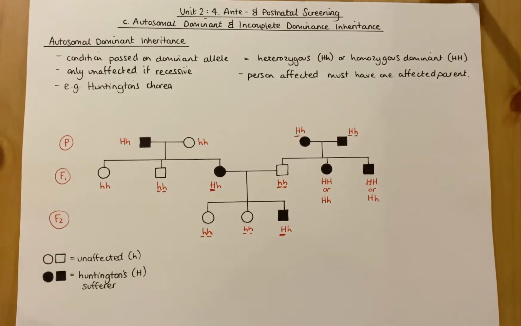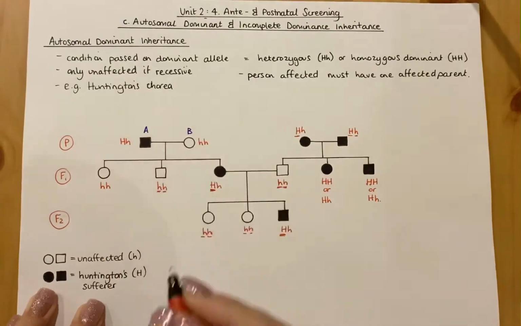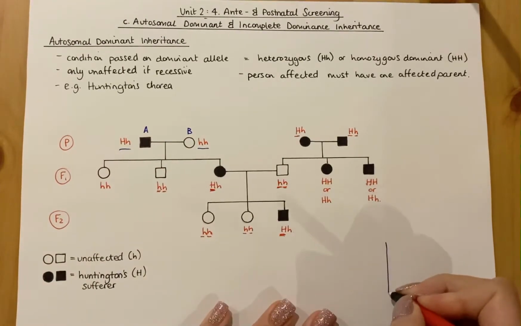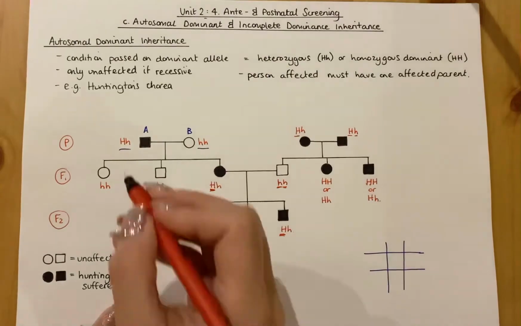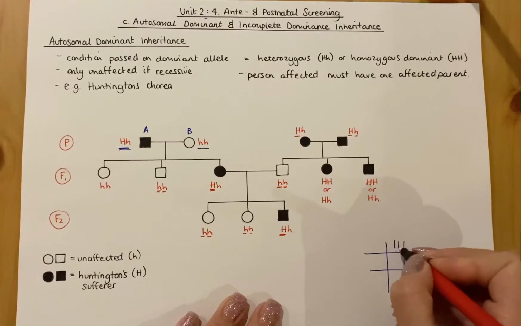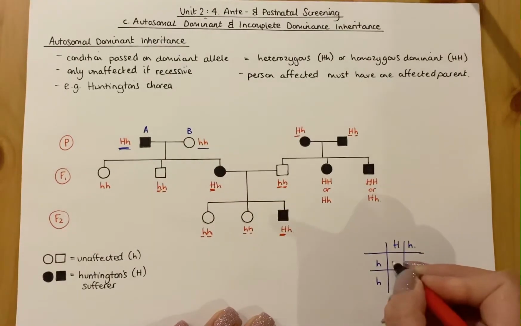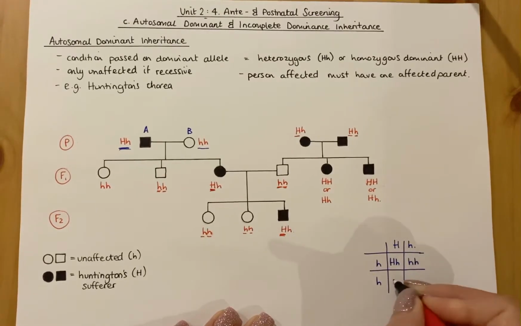Now again, a question may ask, if parent A and parent B decided to have another child, what would be the chances of that child having Huntington's? So again, you would do the Punnett square just like in National 5. Always make sure you do this because it's easy to make mistakes. So parent A, I'm just going to pop at the top. Parent B, I'm going to put at the side. If you do the Punnett square like normal, this person would be heterozygous. This would be homozygous recessive. This one heterozygous. And this one homozygous recessive.